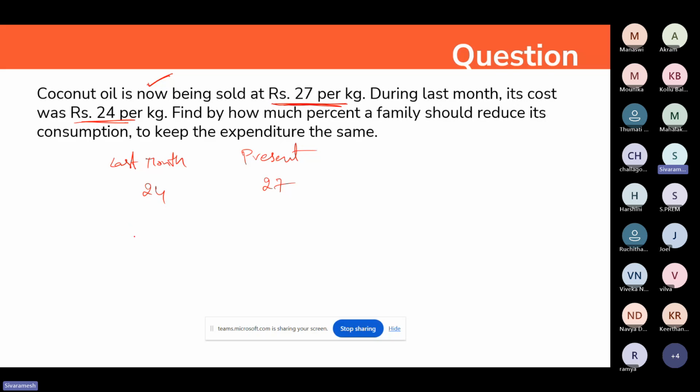How much percentage got increased? It got increased by 3 rupees. From which value is it increasing, from 24 to 27 or 27 to 24? Obviously it is 24 to 27. So 3 by 24 means 1 by 8. They are asking how much a family should reduce its consumption. 1 by 8 increase means 1 by 9 should get decreased. What is 1 by 9 in terms of percentage?